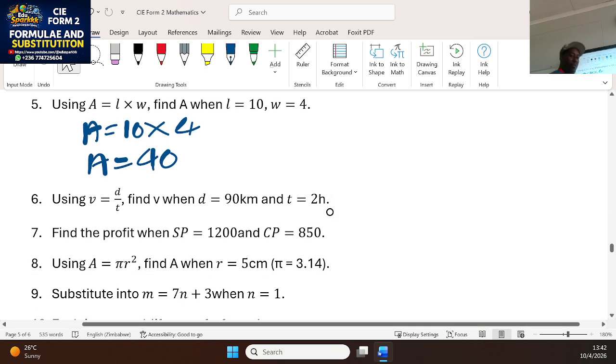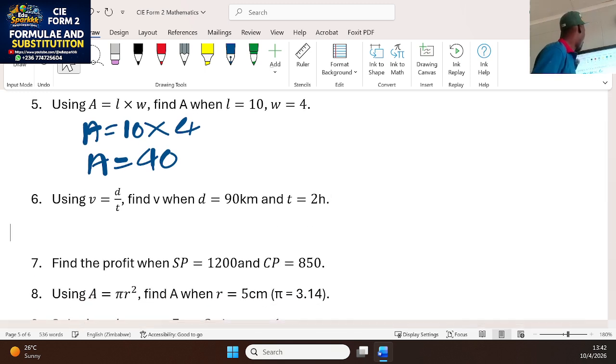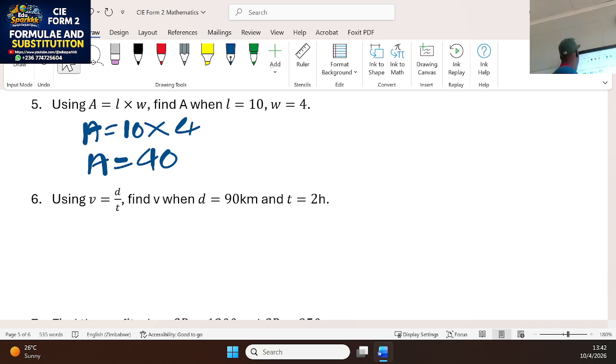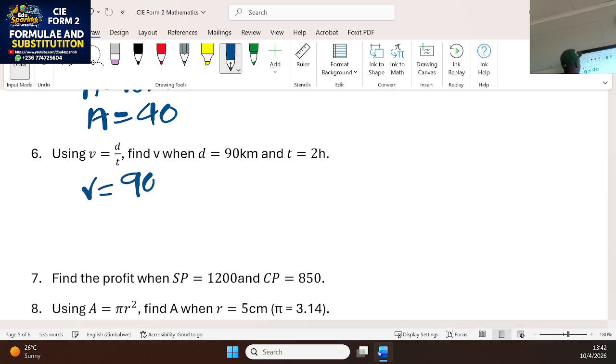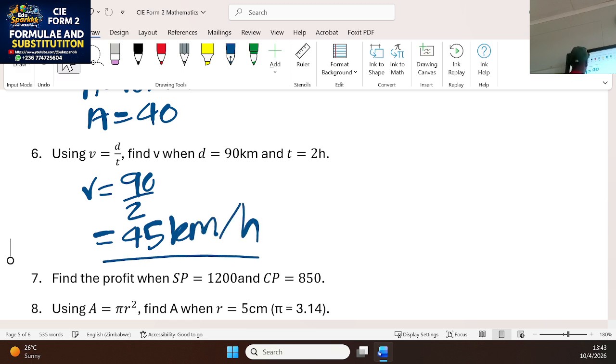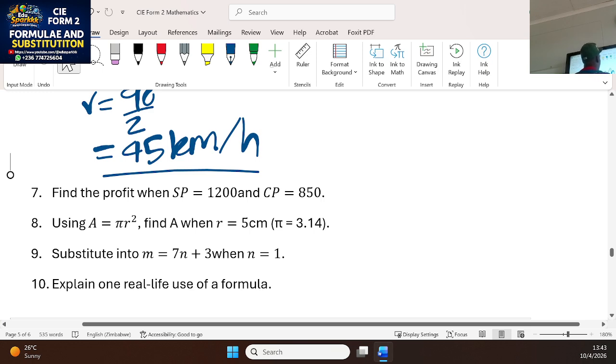Then we are moving on. There is a formula that we normally use to calculate speed. If we are calculating speed, we want to divide distance by time. Our distance is 90 kilometers. Our time is 2 hours. So when we simplify, that's 45 kilometers per hour. Units will be important when we do substitution and simplification.